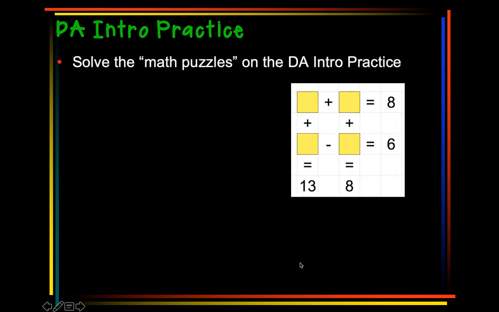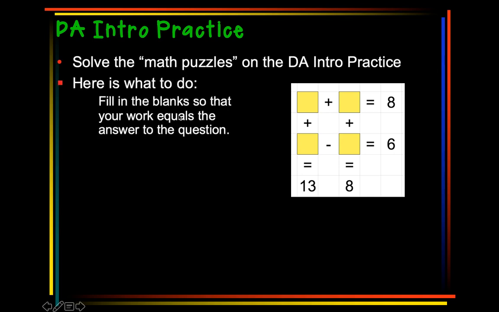Okay, let's do one more together. The next part of this DA intro assignment has different puzzles. There's blanks and the answer is given, and then I give you different conversions. So it's not the same as this, but it's that idea where I tell you different pieces of the puzzle, and you put them in the right spot to equal the answer that was given.